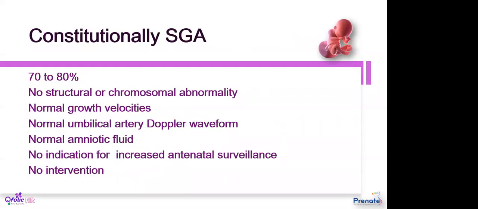The constitutionally small for gestational age fetuses account for, as already said, 70 to 80%. In these, the fetuses are normal. They don't have any structural or chromosomal abnormalities. Their growth velocities are absolutely normal. There is no hypoxemia, in terms of resulting decreased liquor or a defective umbilical artery Doppler waveform. It means that the babies are growing well.